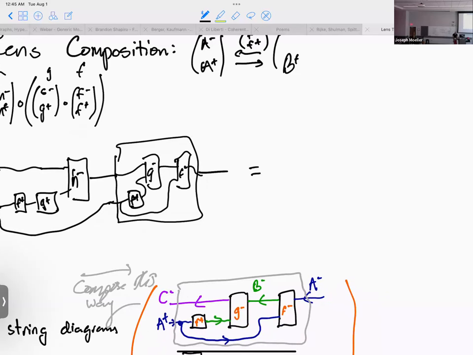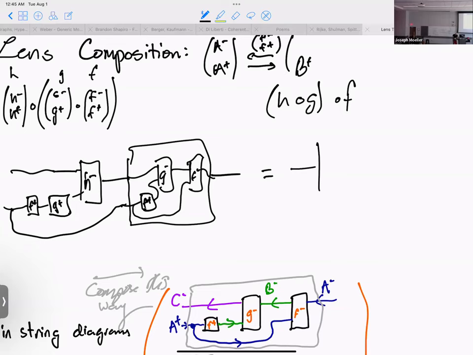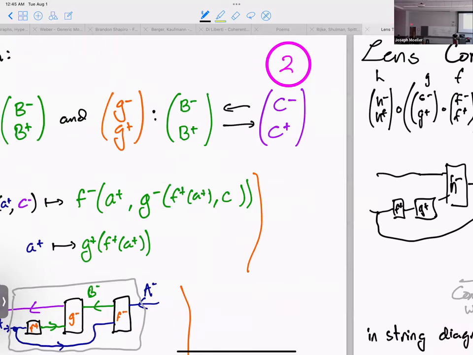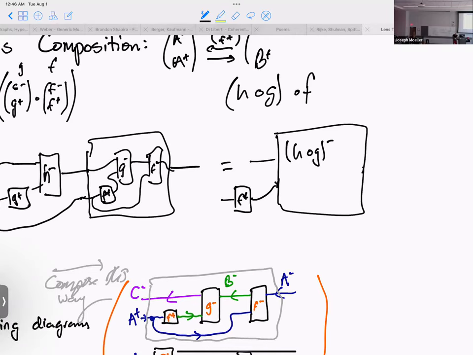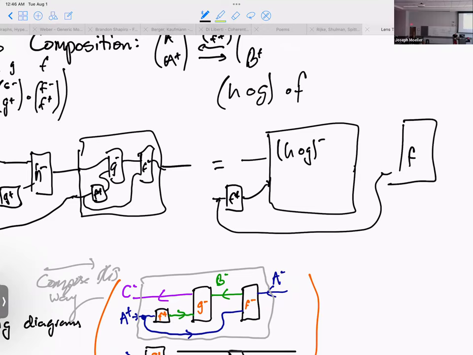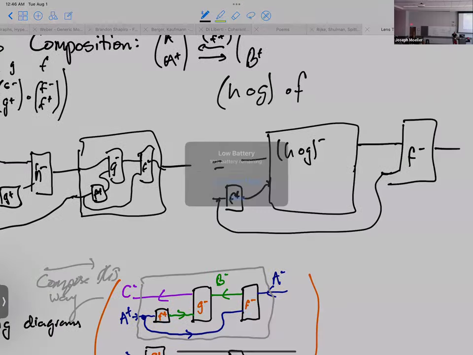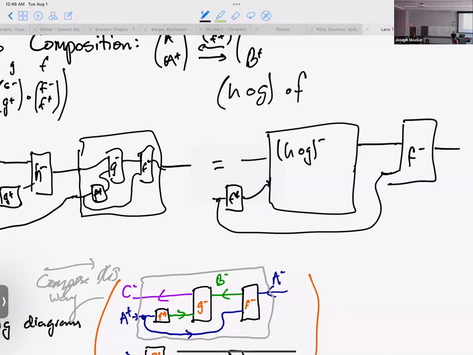And we want to show that that's the same thing as now we have to do H after G after F, right? So now what we're going to do is it's going to be here. It's H after G minus here, and we take in here, and then we also take in F plus into this, and then we also copy it over, and we go into F minus here. That's the second side.